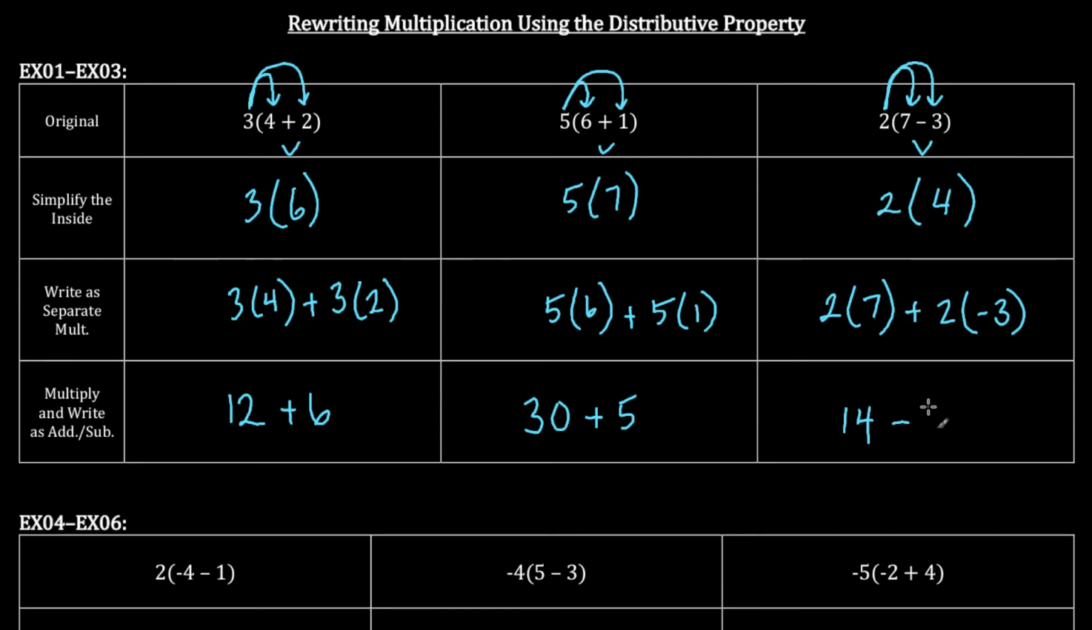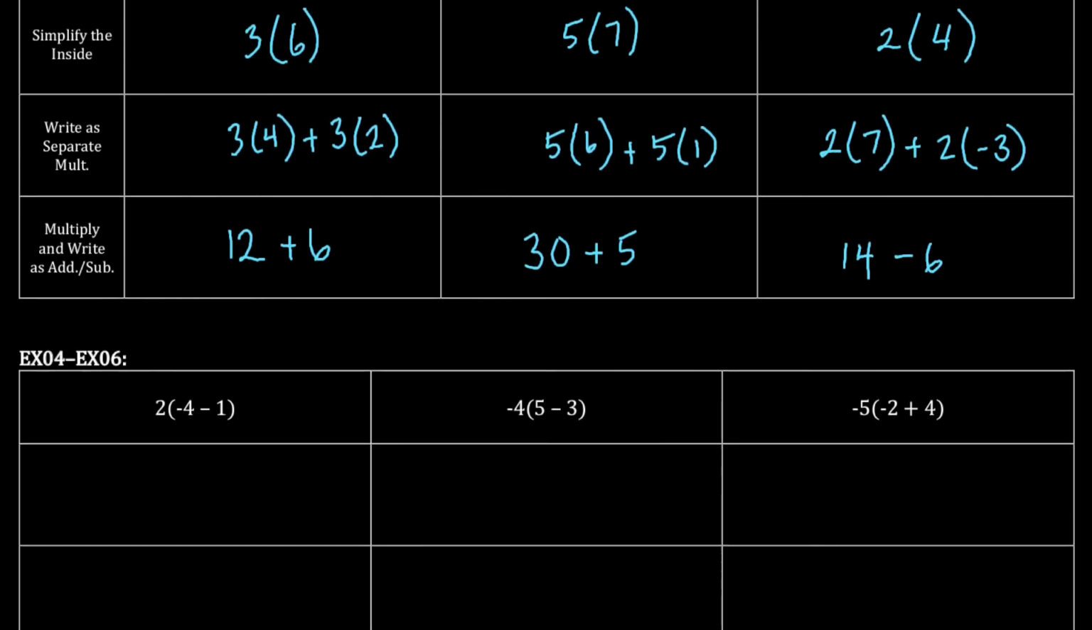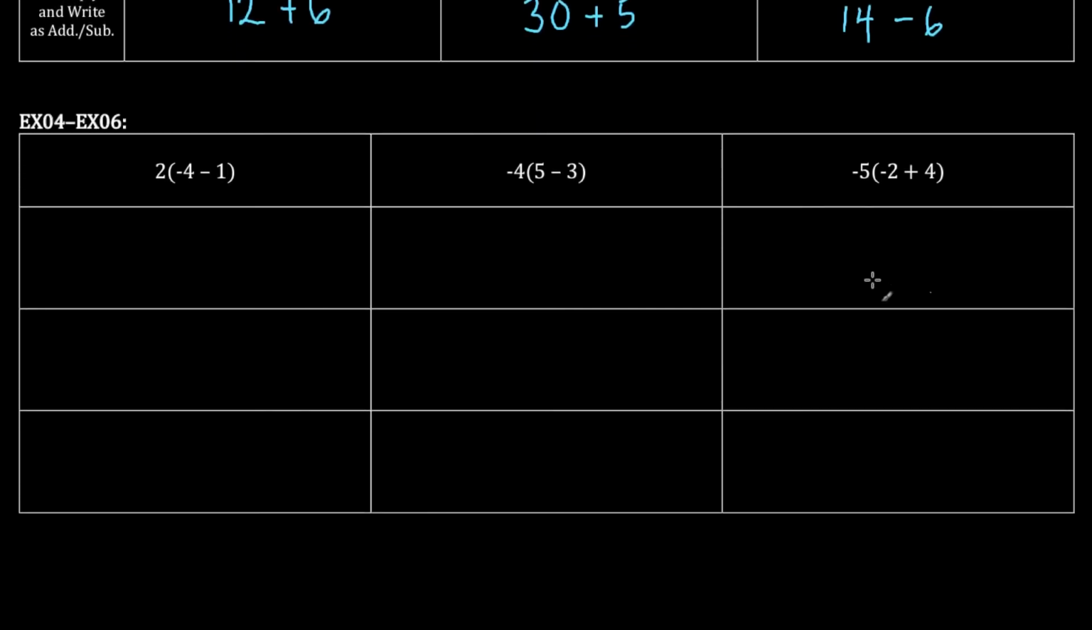But let's back up there. So 2 times 7 is 14. Instead of 2 times 3, you would do 2 times negative 3. A positive times a negative is a negative, so minus 6. So you can always check that here, because a positive times a negative gives you a negative 6, so minus 6. Let's try this some more.